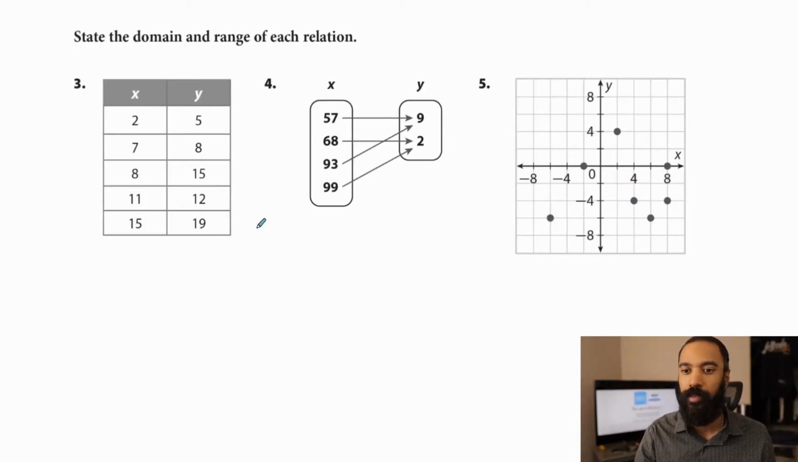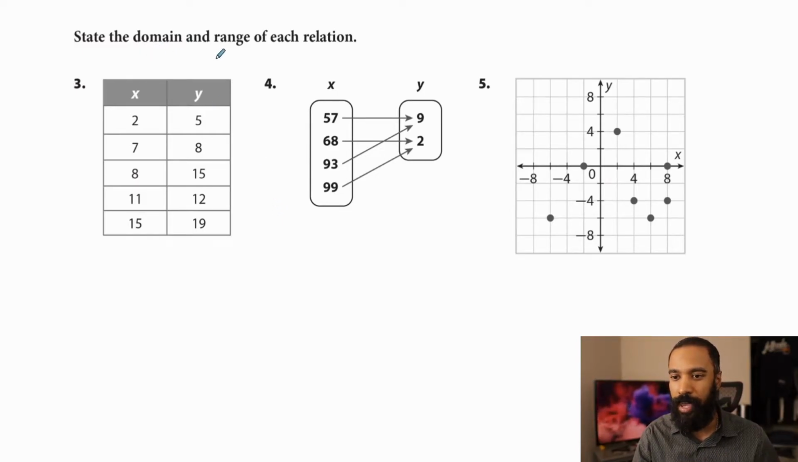Why don't we just move forward? Questions number 3, 4, and 5 are the same instructions. We are going to state the domain and range of each relation. Now I have three different representations to be able to do this, so let's go ahead and play with it.